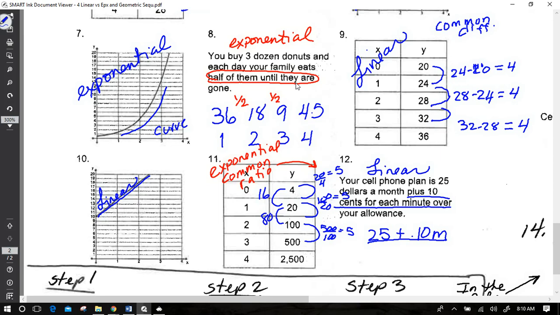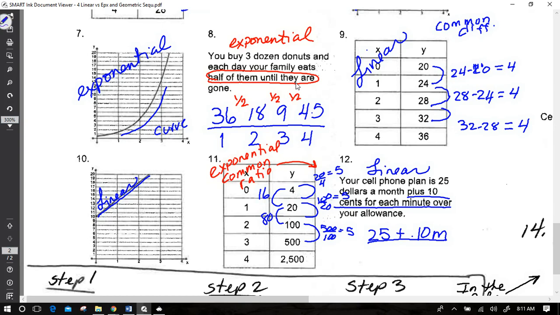If you buy 3 dozen donuts and each day your family eats half of them, other than diabetes, we need to figure out what kind of function this will lead to, right? So I made a little mini table here where 36 represented my 3 dozen donuts and the 1 under it would be day number 1. And then if they eat half, half of 36 is 18. And then for day 3, half of 18 gave me 9. And then half of 9 would be 4.5. And you could keep going.